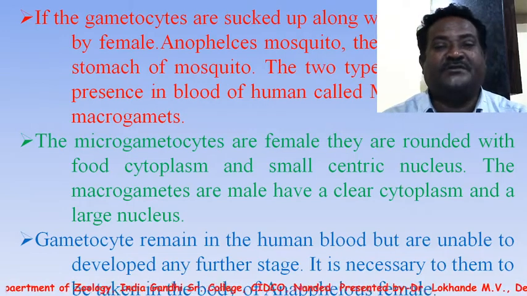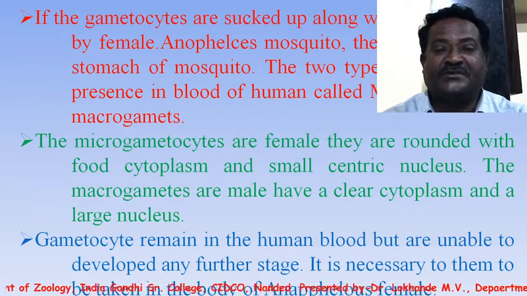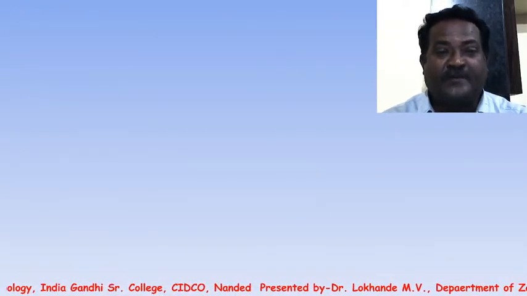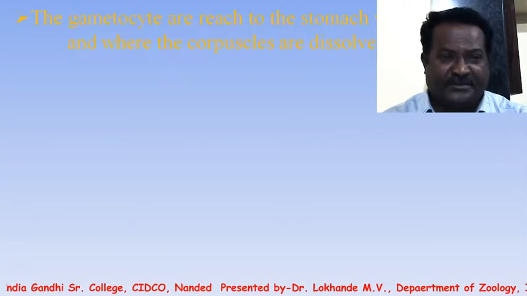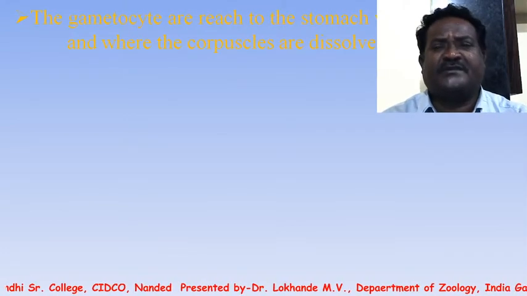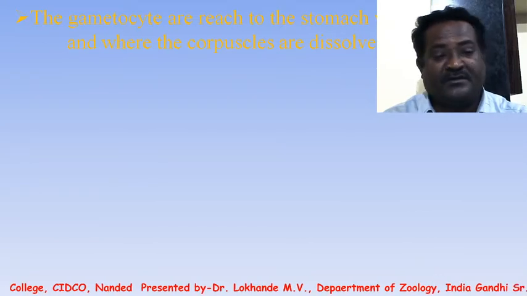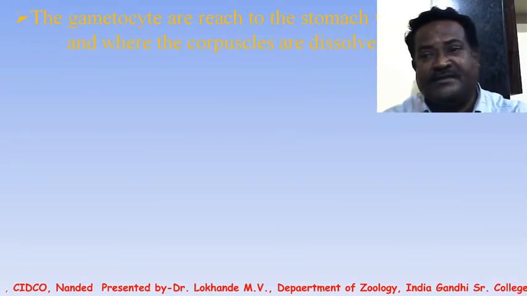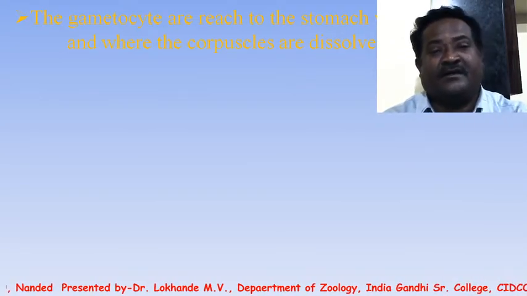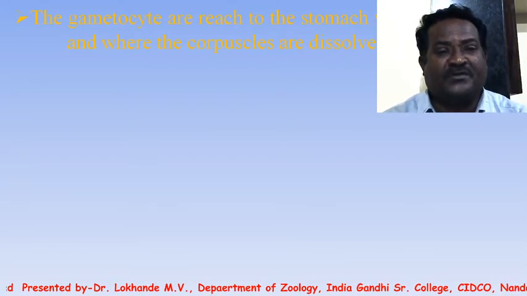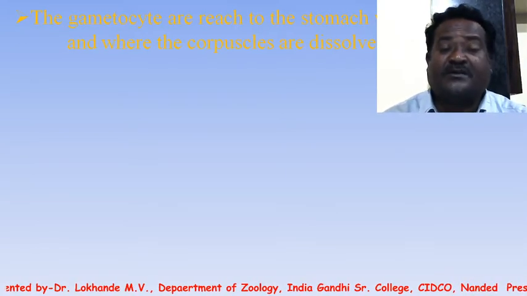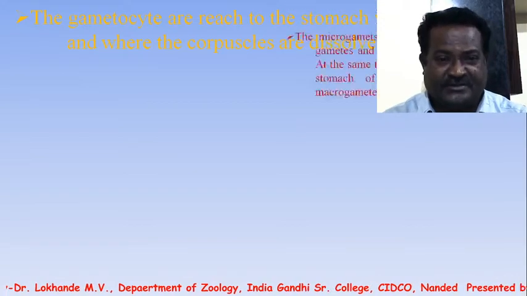When the gametocytes come from the blood into the stomach of the Anopheles mosquito, they develop further. These gametocytes reach the stomach wall. They wander here and there into the stomach wall and attach to it, and the corpuscles of the gametes are dissolved.